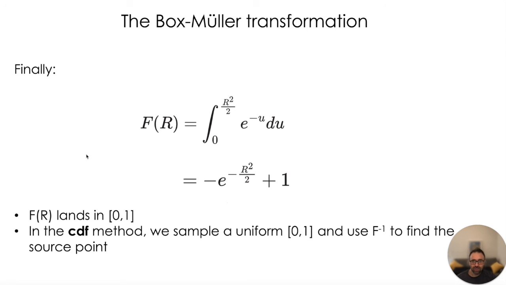So finally we have our function. Why? Because our function goes between 0 and 1, and if we use numbers in the middle here, we end up with masses that are between 0 and 1. It's like the CDF method. And we are going to need to use f to the minus 1 to find these source points that led us to the mass that we obtained from this integral.